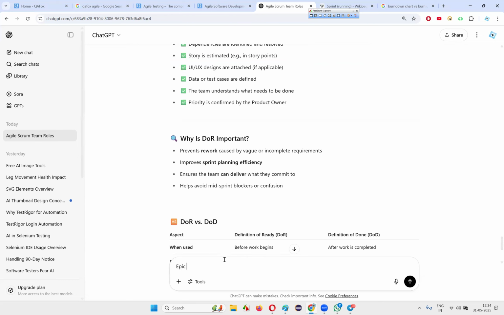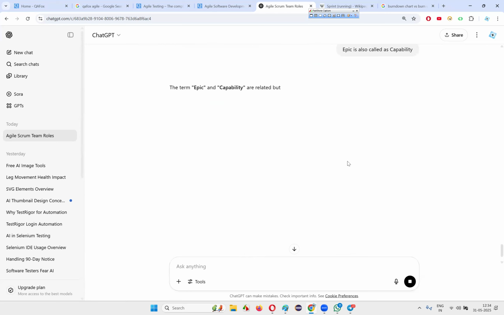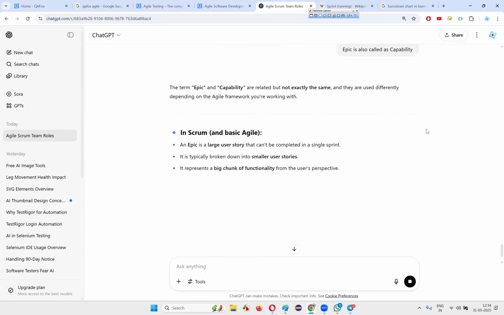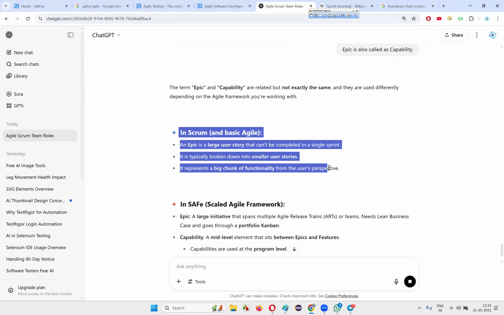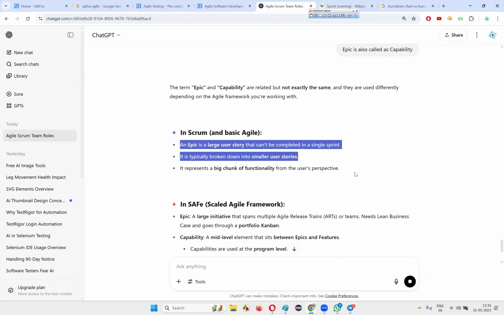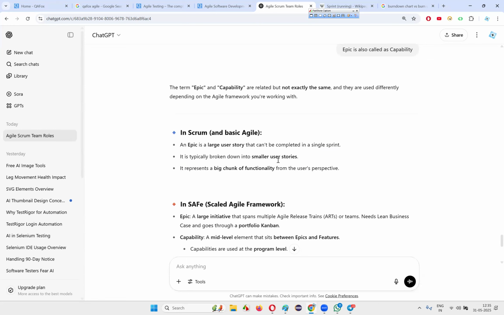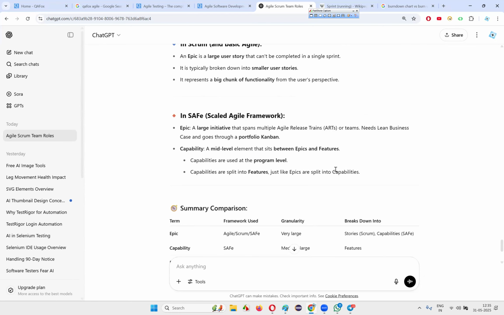Important things. Epic is also called capability. Capability, you are saying, right? Let's see. Epic is a large user story that can be completed in a single sprint. It is typically broken down into small user stories. It represents a big chunk of functionality from the user perspective. Capability is a mid-level item that sits between epics and features.